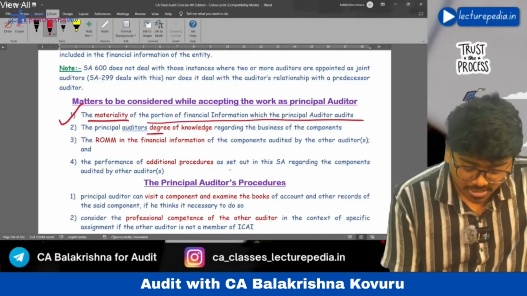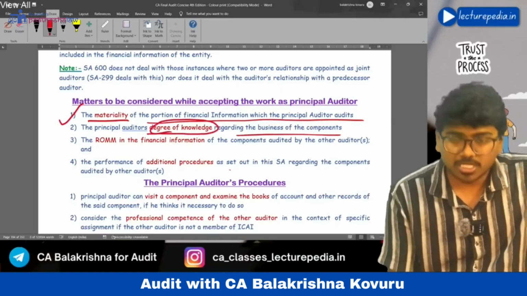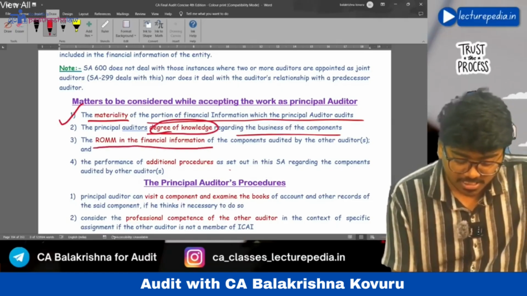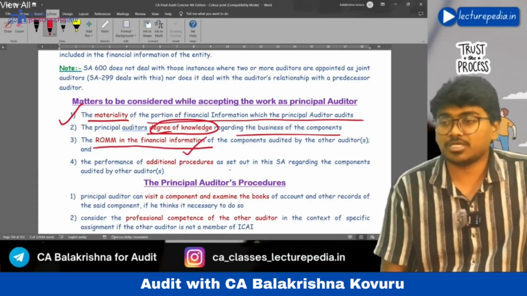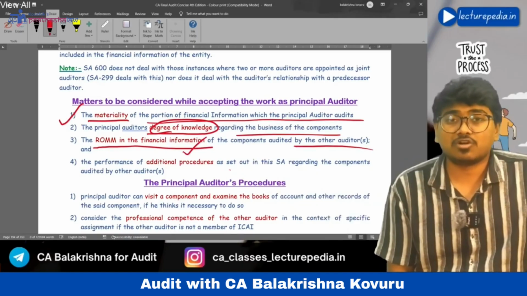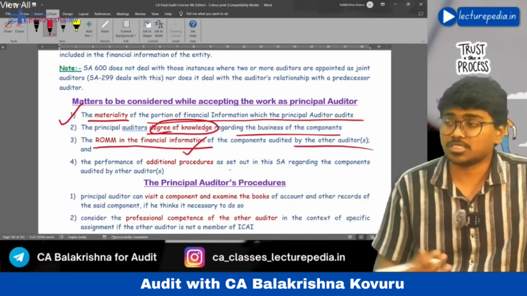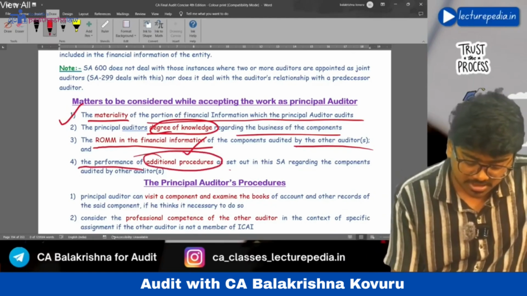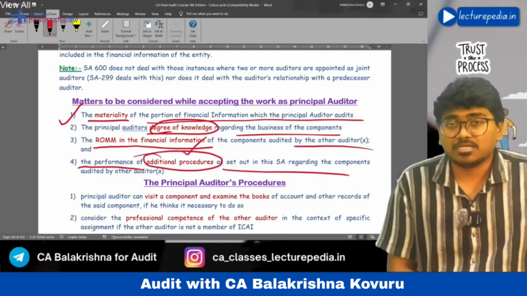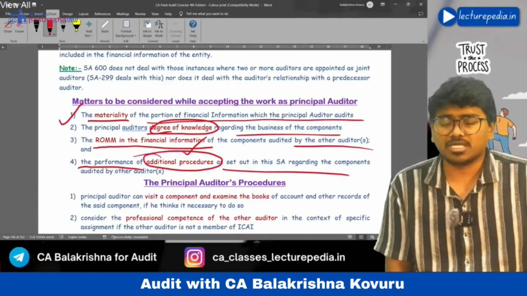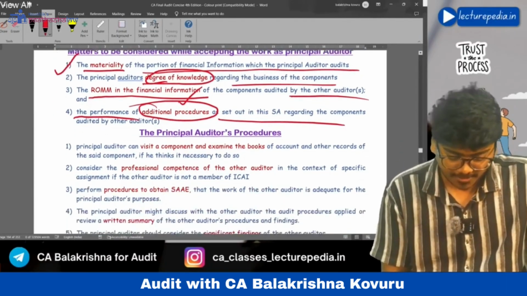Next, the principal auditor's degree of knowledge regarding the business of components should also be considered. Next, risk of material misstatement in the financial information of the components audited by the other auditor. What is the risk of material misstatement in the financial statements that are audited by the component auditor? Next, the performance of additional procedures as set out in this SA should also be considered by the principal auditor before he accepts the work.